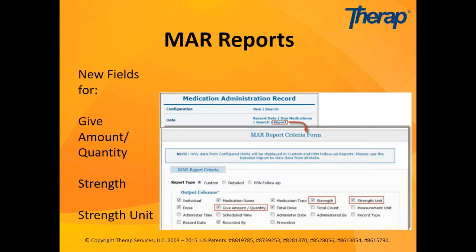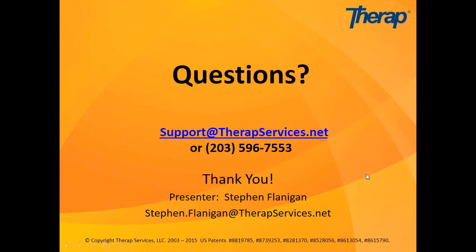All right, your MAR reports are going to change slightly because they're going to include those new fields like give amount, quantity, strength, and strength unit. So when you're creating custom fields or when you're doing detailed reports, it will have that information listed as well. I don't think there's any changes to the PRN follow-up report. That was pretty straightforward. The detailed report had a couple of those fields. I think give amount and quantity and strength are included in those, as well as strength unit, kind of automatically with those detailed reports.